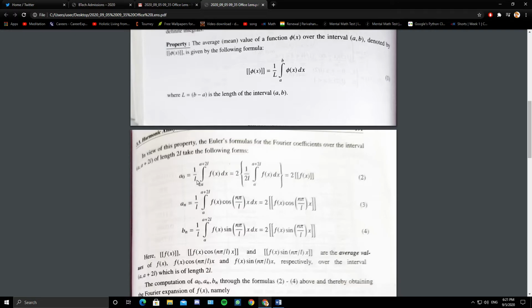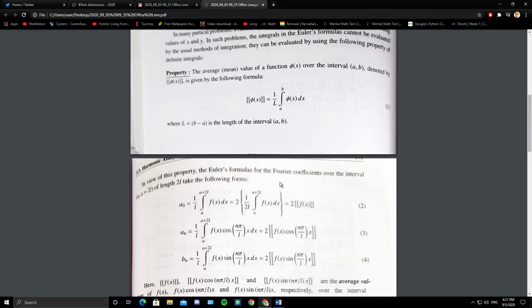So to get 2l, we are multiplying and dividing by 2 in all the three, so that a naught is 2 times the mean of f of x, an is 2 times the mean of the product f of x cos n pi by l x, and bn is 2 times the mean of the product f of x sin n pi by l x. These three are called the average values of f of x, f of x cos and f of x sin.